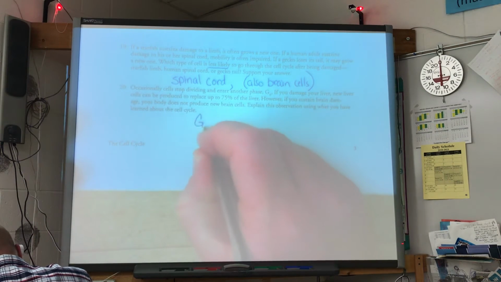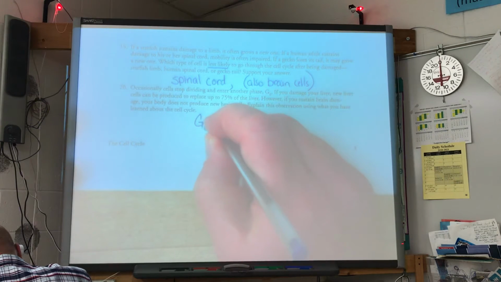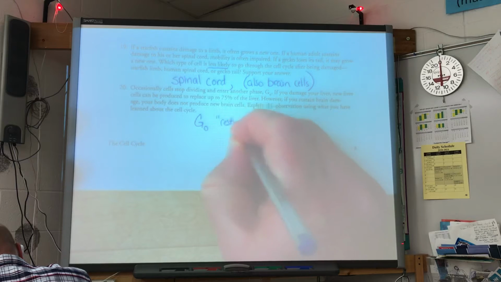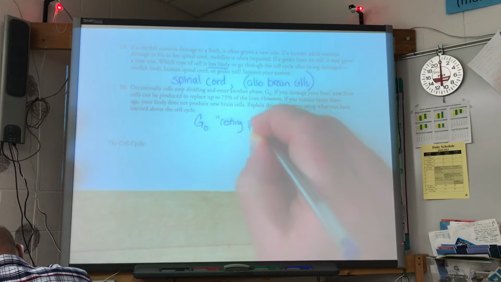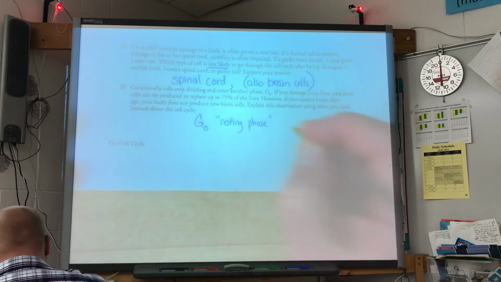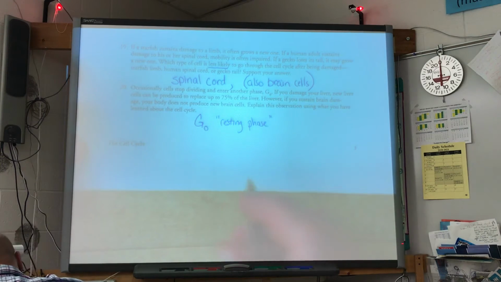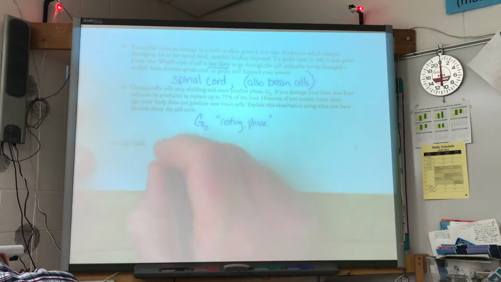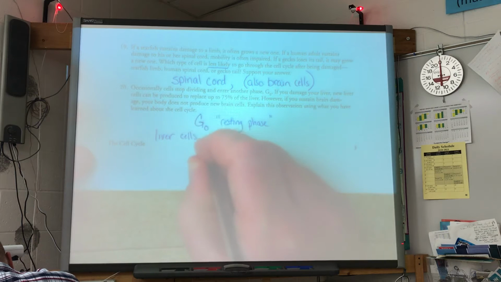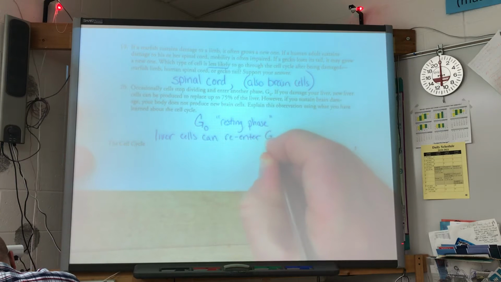However, nerve cells can go into G0. Liver cells can go into G0, and then they can exit G0 and go back into G1, and then they can replicate and regrow, which is kind of cool if you think about a liver transplant.